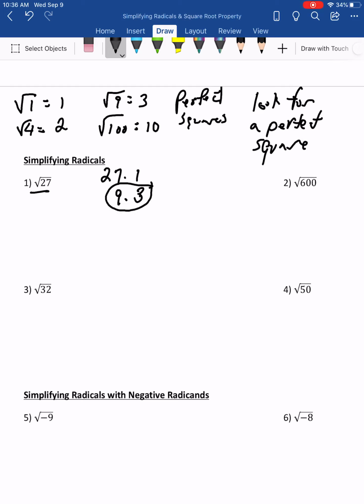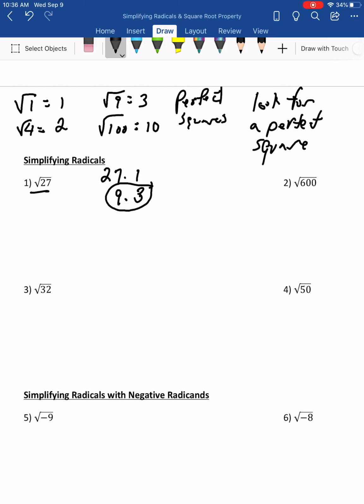So we're going to say square root of 27 is equal to the square root of 9 times the square root of 3, because 9 times 3 is 27. But the square root of 9 is really 3. So we're going to say this is 3 times the square root of 3, which we can just write like that. And that's your simplified form of square root of 27.